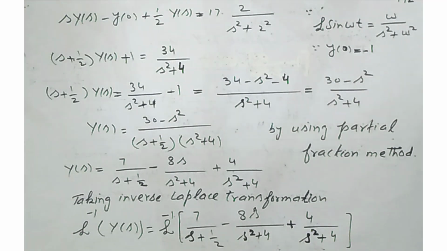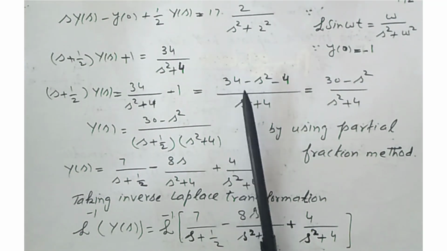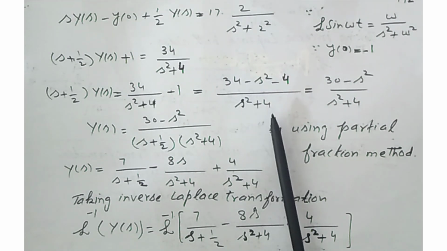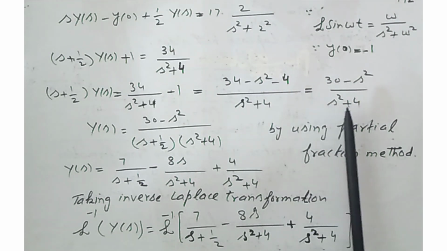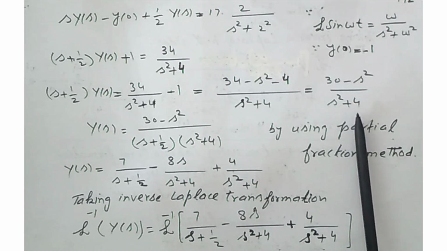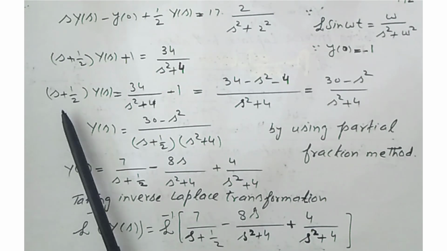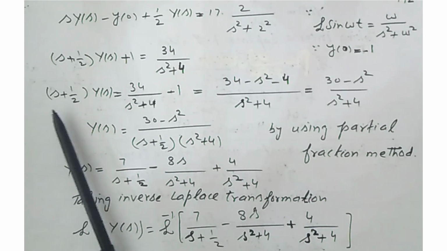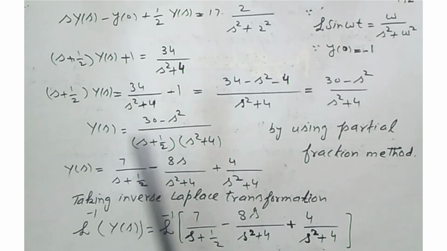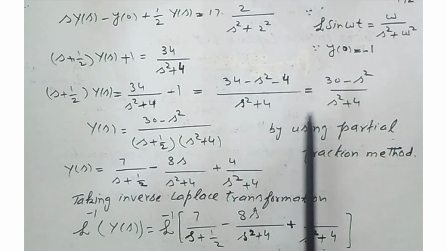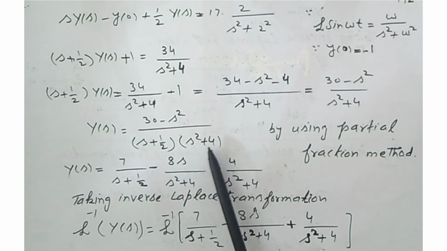Now s² + 4 is the LCM. So this becomes the equation (34 - (s² + 4)) over (s² + 4), and this is (30 - s²) over (s² + 4). Now dividing by (s + 1/2) on both sides, we have Y(s) equals (30 - s²) over (s + 1/2)(s² + 4).